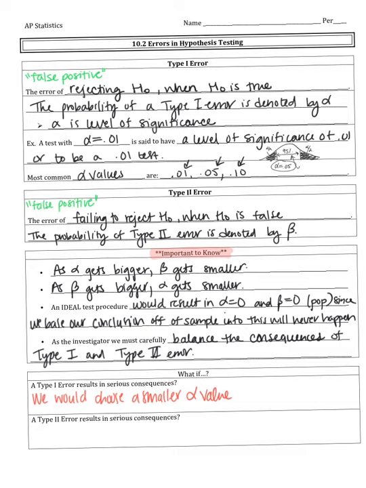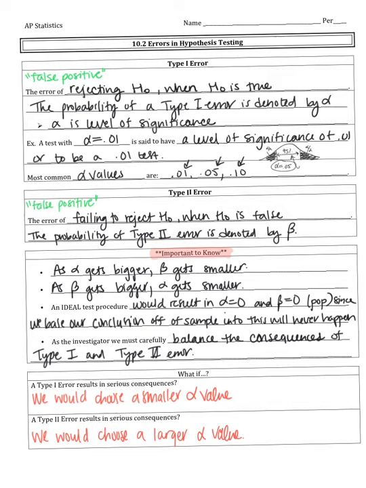What if a type 2 error resulted in serious consequences? We would choose a larger alpha value. Then we would increase the probability of a type 1 error occurring, not a type 2 error, and we could avoid that error as much as possible. We know errors are always going to occur, but we can reduce which type of error based off of the alpha value that we choose.